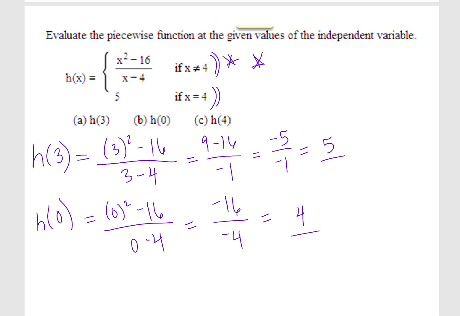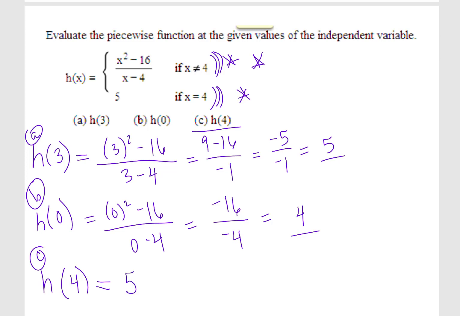And then c, h of 4. Well, which criteria does it meet? It meets the second one, right? 4 is equivalent to 4. And h of 4, there's nothing to plug in and calculate. It's just a constant output of 5. So that's where we got this from here, right there.